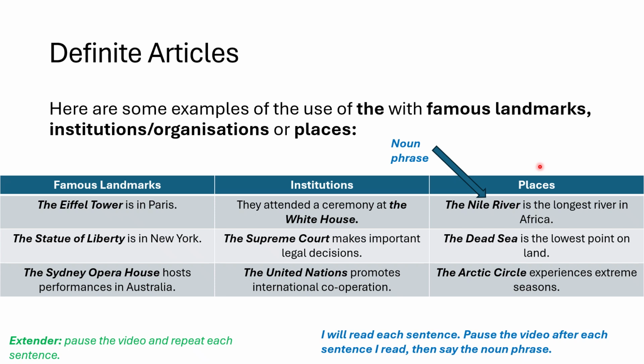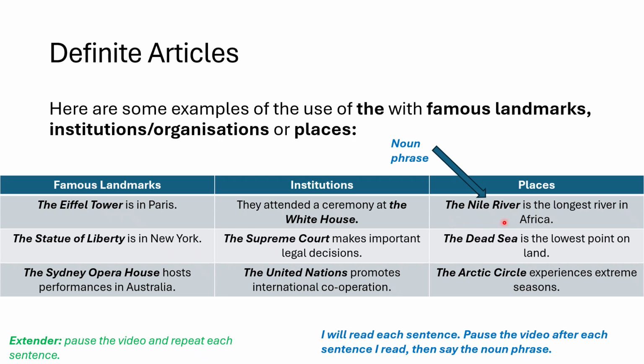Places include geographical features like rivers, oceans, seas, deserts, and mountain ranges. But we do not use the with most cities, countries, mountains, or single islands. There are exceptions, such as the United States and the Netherlands.